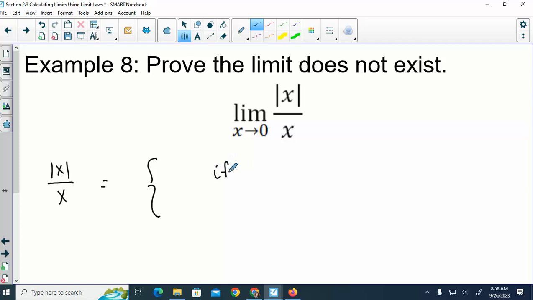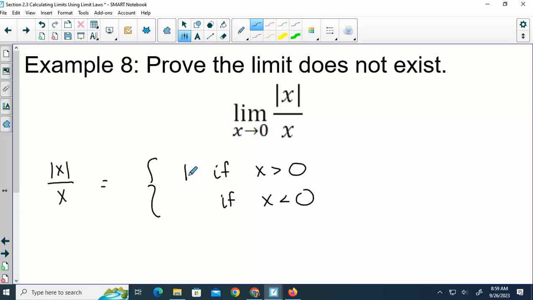Okay, so we always have a case when x is greater than 0, when x is less than 0. Can x equal 0 in this case? No, because we can't divide by 0. Okay, so think about if you put in a positive number, does the absolute value change anything? No. So you would just have x divided by x, which is 1. So if we put in a positive number, we're going to get out 1.